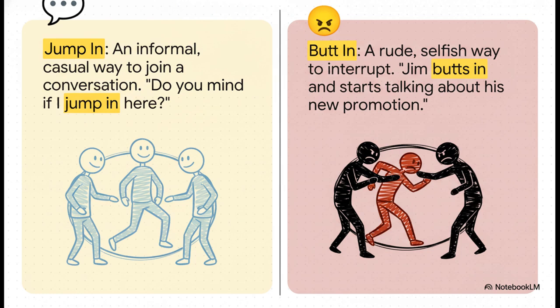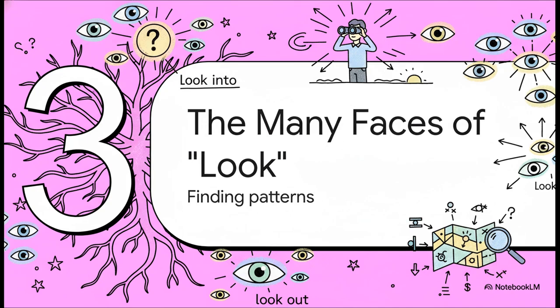Now, here's where it gets really interesting. That tiny little particle can completely change the tone. If you jump into a conversation, it's casual, it's friendly. But if you butt in, well, now you're being kind of rude and selfish. So the particle isn't just changing the meaning, it's adding this whole layer of social information. And that idea leads us right to our next big strategy, thinking about phrasal verbs not as lonely individuals, but as families that all share the same parent verb.